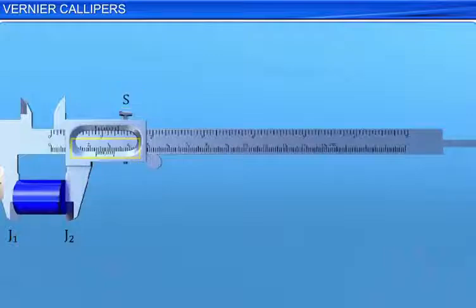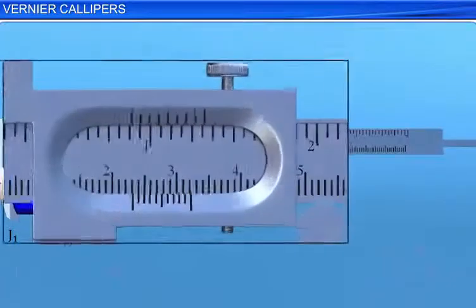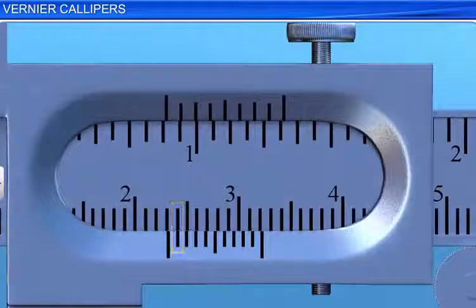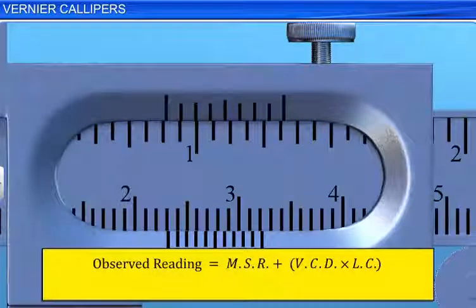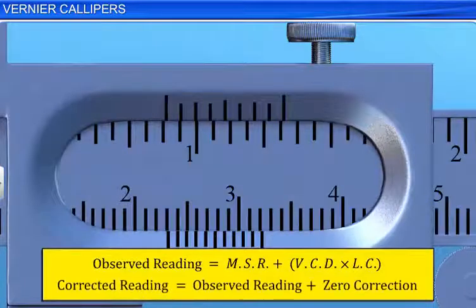Note the reading on the main scale just before the 0 of the vernier scale, which gives the main scale reading MSR in centimeter. Note down the division on the vernier scale that coincides with any one of the divisions on the main scale. This gives the vernier coinciding division VCD. Multiply the vernier coinciding division with the least count and convert it into centimeter. The observed reading is equal to main scale reading plus vernier coinciding division into least count. The corrected reading is equal to observed reading plus zero correction.